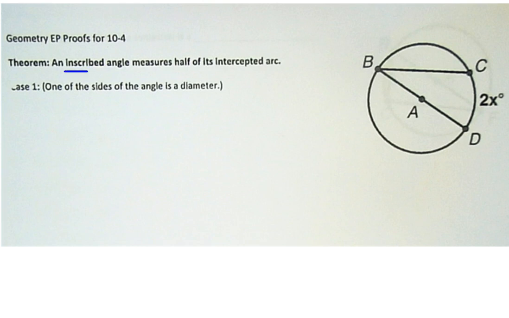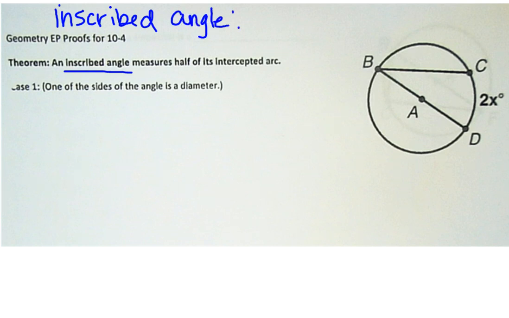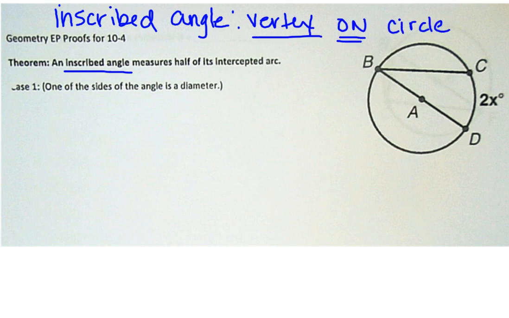10.4 discusses inscribed angles. If you recall from when we talked about an inscribed polygon, the vertices of the polygon were on the circle. An inscribed angle is the same concept: the vertex of the angle is on the circle. So angle CBD is an inscribed angle. There is a theorem that says an inscribed angle measures half of its intercepted arc.